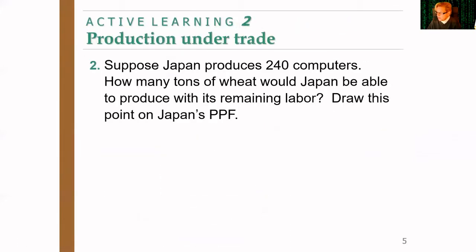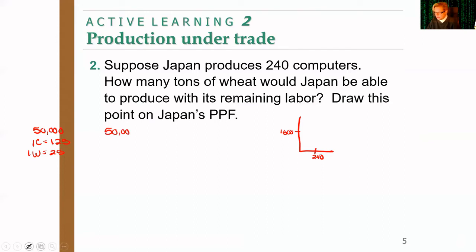Now, suppose Japan produces 240 computers. How many tons of wheat will it be able to produce with its remaining labor? Well, remember, that was one of our endpoints. When we drew out Japan, we said they could either produce 240 computers, and I believe it was 1,600 tons of wheat. I'm trying to remember. But we could use the same methodology. If they have 50,000 labor hours, to produce one computer takes 125 hours. To produce one wheat takes 25 hours, right? So we can take 50,000.